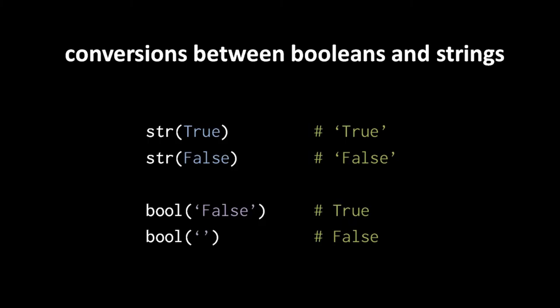if the string has text in it, it'll return true because non-empty strings are true. But if the string is empty, it's false, because Python considers empty strings to have the truth value of false. So there isn't actually any inbuilt way to parse Booleans expressed as strings back into Booleans. It's really not something you want to do very often, but if it is something you want to do, you'll basically just have to write your own function that simply checks the string and says, if it's equal to a string reading true, then return true. If instead it matches a string reading false, then return false.